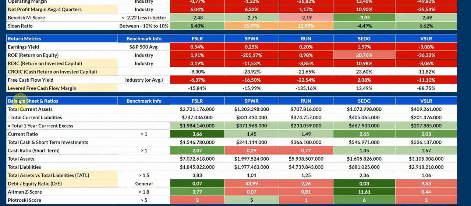The spreadsheet again has a lot of different ratios and numbers, but for me the two most important ones are how many assets they have versus liabilities, and the debt versus the equity. I've also added the Altman Z-score, which shows the likelihood of bankruptcy, and also the Piotroski score that assesses the company's financial strength based on several different parameters.